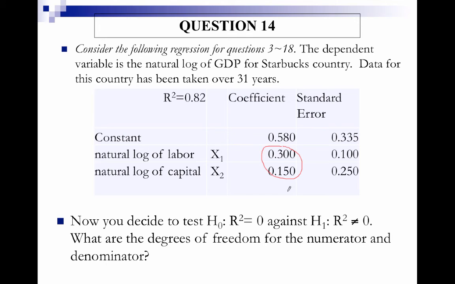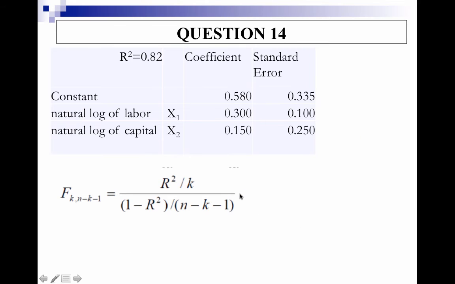And for the denominator, it's going to be n minus k minus 1. We already know that degrees of freedom for the denominator are going to be 31 minus 2 minus 1, or 28.